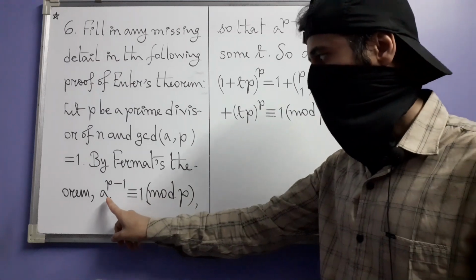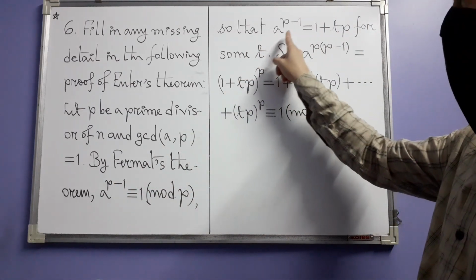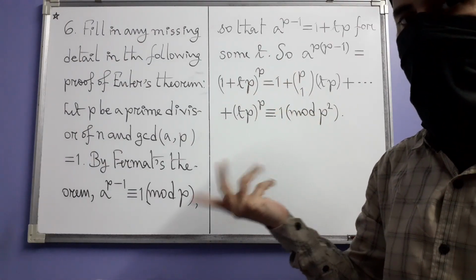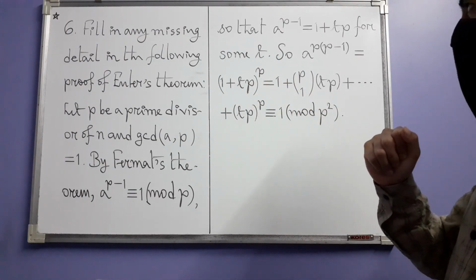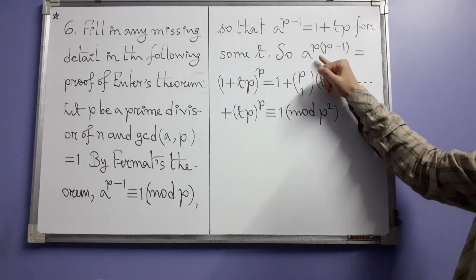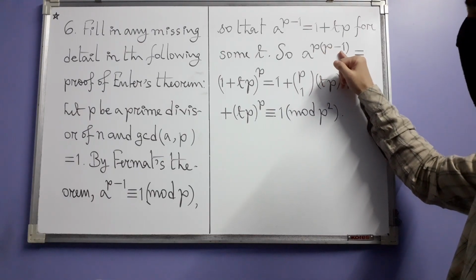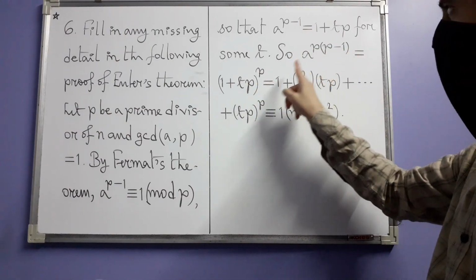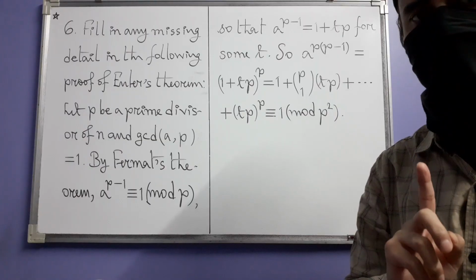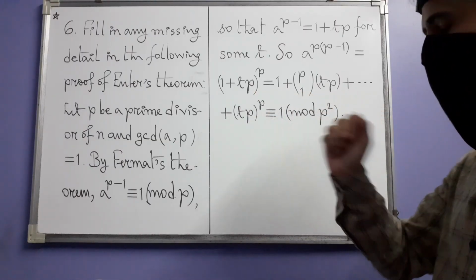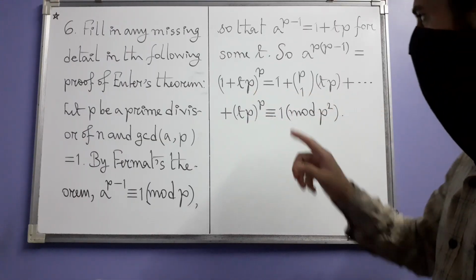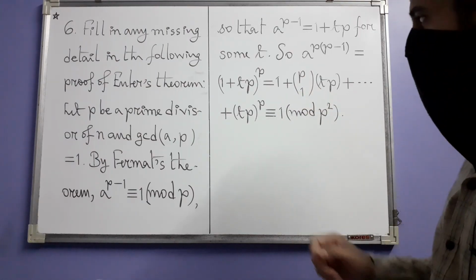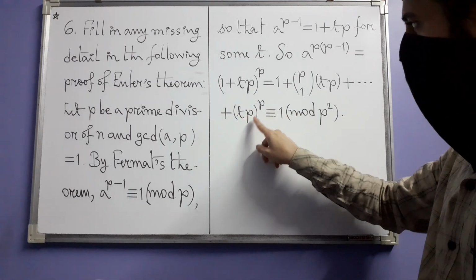So that the number a to the power p minus 1 will be of this form 1 plus tp for some integer t. Now next what we do, we consider this power of a to the power p times p minus 1. Because a to the power p minus 1 is 1 plus tp, so this becomes the pth power of 1 plus tp. And then we apply the binomial theorem to expand this power. 1 plus pC1 times tp and so on, you know the usual stuff. And the final term is tp to the power p.